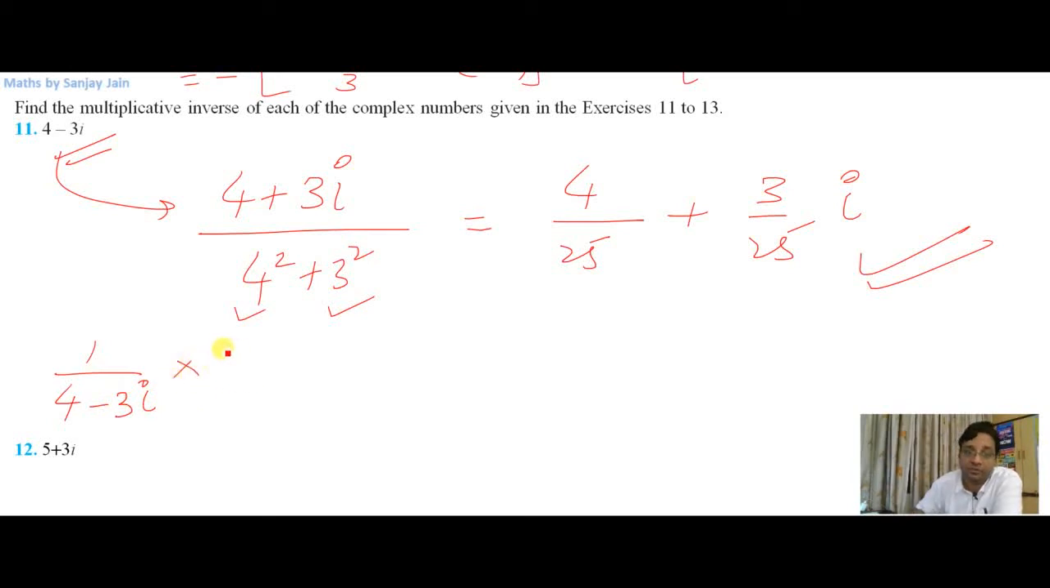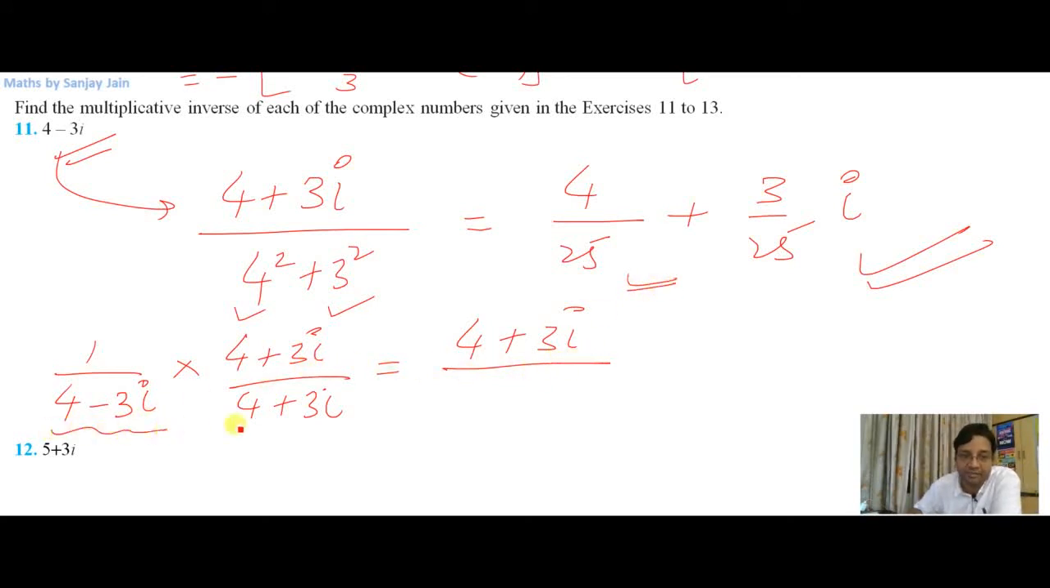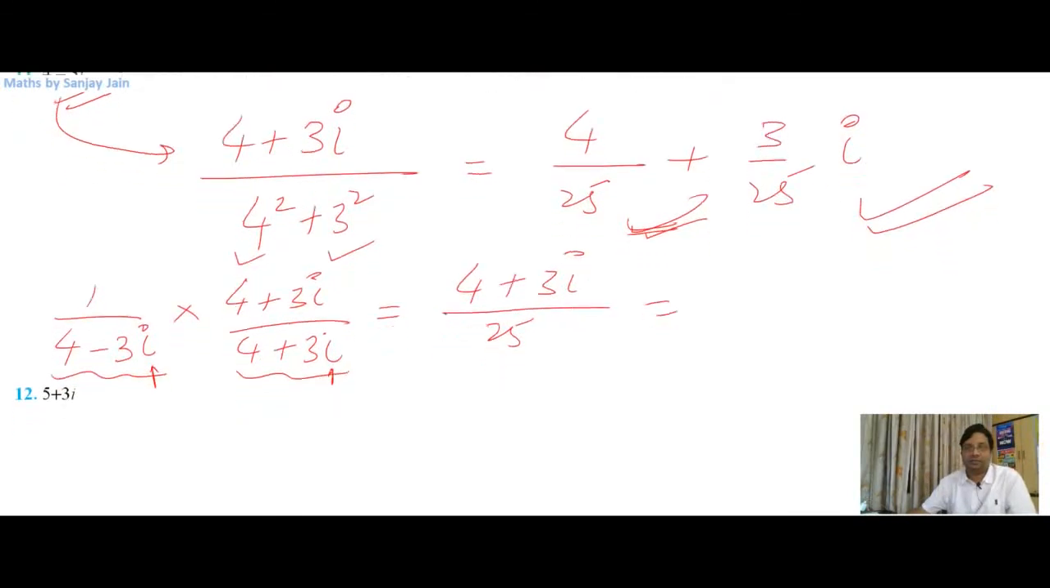So if you want to write it in a plus iota b form, that is how we write the answer. We will multiply and divide it with 4 plus 3 iota. That will again take me to the answer which I have written above, because the numerator is 4 plus 3 iota and the denominator is a minus b into a plus b form, where this iota will make the sign between a square and b square positive. So this will give me 25 here, which is the same answer.